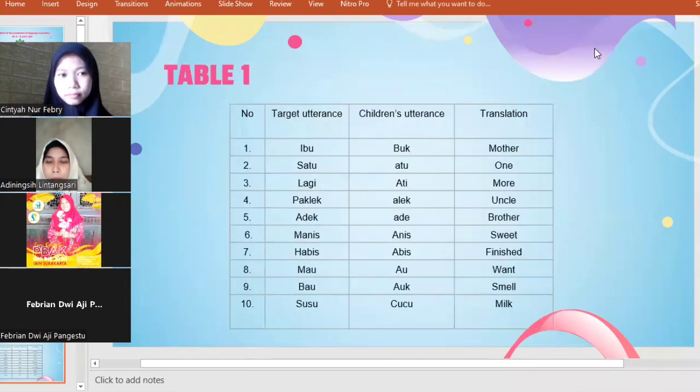Okay, in table one, the data obtained from a child named Salwa Fahima is in data number 1 to 5, and Aisyah Ayudhya Inara is in data number 6 to 10. The first child, Salwa Fahima, has 2 utterances by simplifying the syllables by removing the first word and producing the last syllable in the words ibu and satu, to become bu and atu.